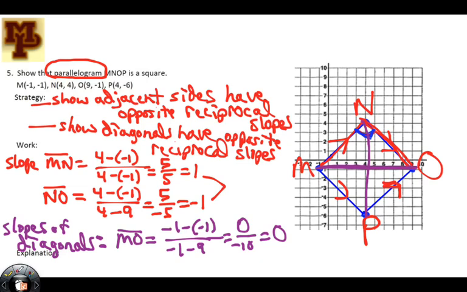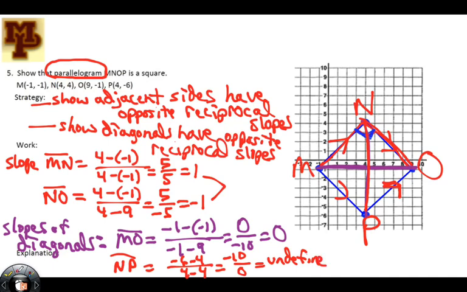Then we're going to do NP, which is straight up and down there. Whenever that's straight up and down, you already know it's going to be an undefined slope. But if you do show a little bit of work, let's do the slope of NP. That would be negative 6 minus 4, and then 4 minus 4 on the bottom. So you can see it's going to be negative 10 over 0, and that's undefined.